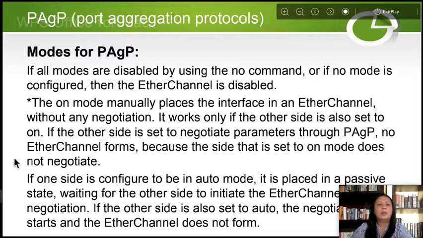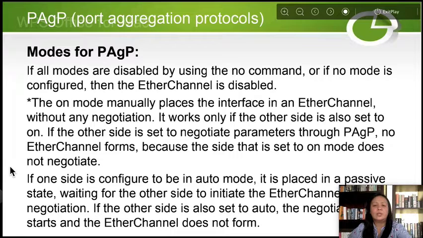The modes for PAgP. If all modes are disabled by using the no command, or if no mode is configured, then the EtherChannel is disabled. The on mode manually places the interface in the EtherChannel without any negotiation. It works only if the other side is also set to on. If the other side is set to negotiate parameters through PAgP, no EtherChannel forms because the side that is set to on mode does not negotiate.